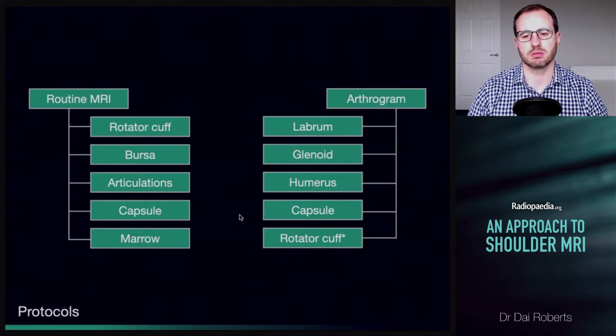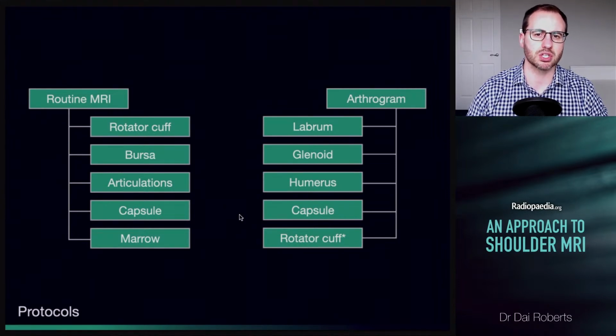And we're not going to want to do arthrograms in older populations, such as 50 to 60-year-olds, because they're going to have labral tears, and we only want to do an investigation if it's really going to change the management of the patient. SLAP injuries and other things which arthrograms are going to be a bit more sensitive for compared to the routine MRI. And I've put a rotator cuff star there.